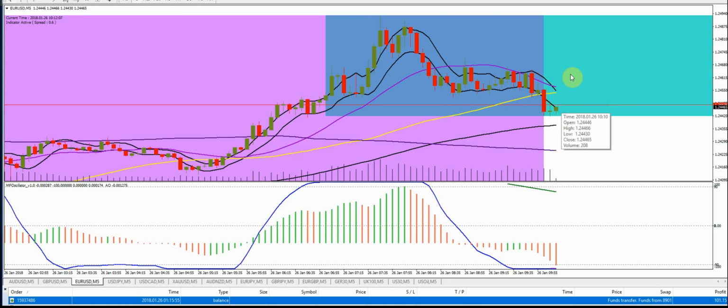So if it does push up and then start to look like it could roll over again, then I will look to take an additional short trade on, but we'll wait and see.